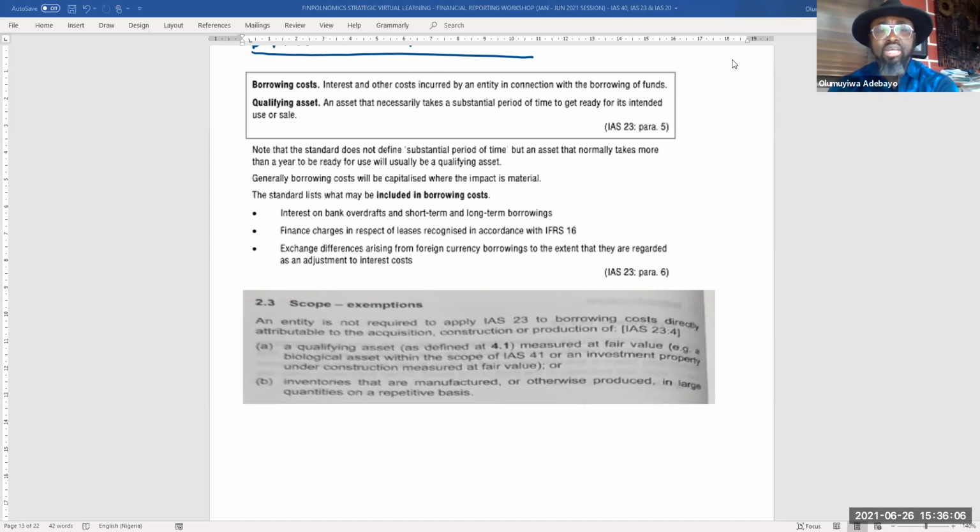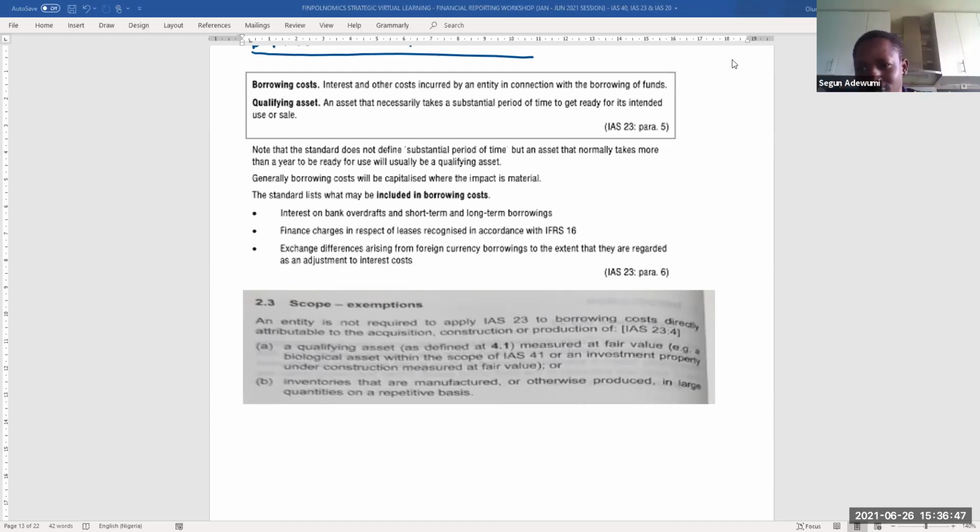Now, if you look at that, when you pick biological assets, or investment property that are measured at fair value, you find out that they qualify by that definition. But if you go back to the scope of IAS 40, and likewise the scope of IAS 41, you find out that those standards take care of how such related costs should be treated. And therefore, they are scoped out of IAS 23 in order to avoid conflict of treatment.